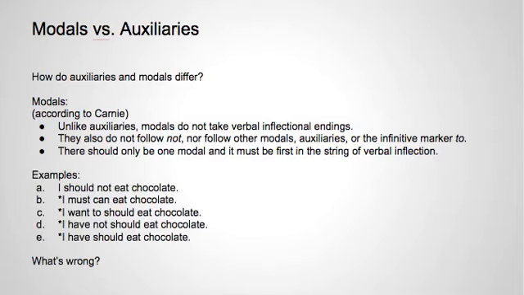Here are some examples. While the first one is grammatically correct, I should not eat chocolate, the other four aren't. So let's take a look. I can't eat chocolate. I want to should eat chocolate. I have not should eat chocolate. I have should eat chocolate. What's wrong? What do we notice?